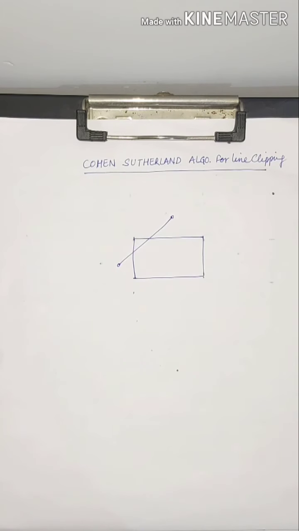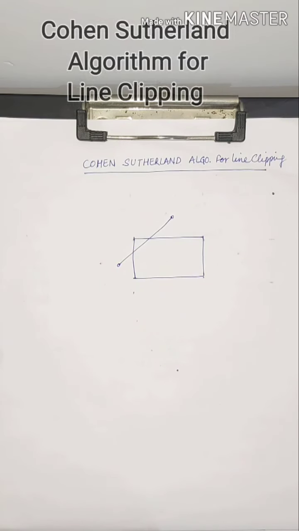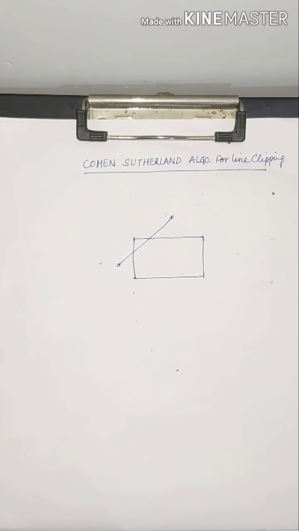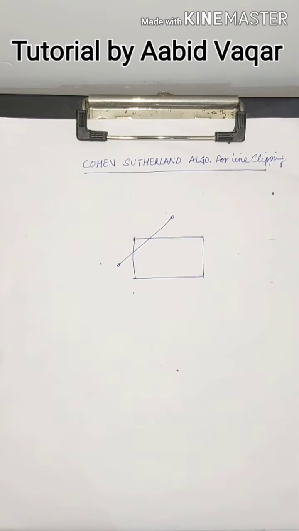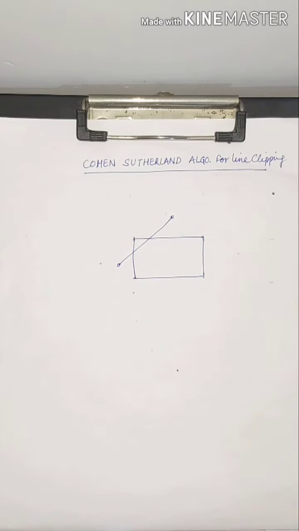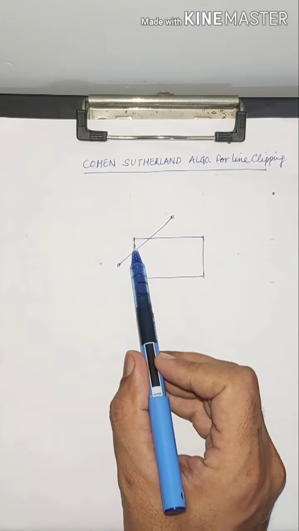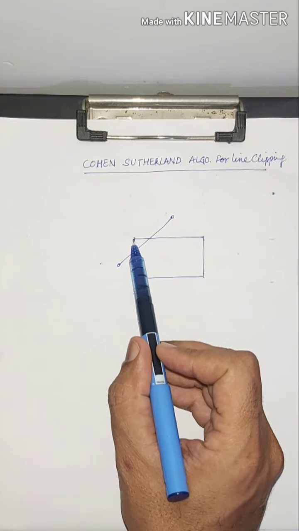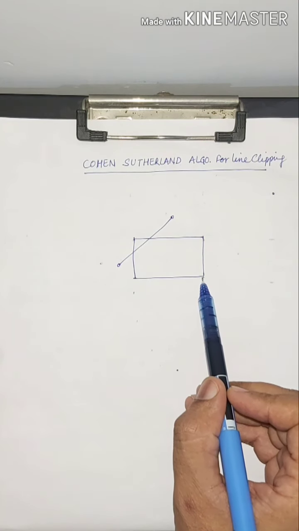Dear students, we will learn Cohen-Sutherland's algorithm for line clipping today. Before starting, let's look back at the simple algorithm we learned in the previous chapter. Let's take this case. Let us assume this is the clipping window. Of course, this is x min, y min, and this is x max, y max.